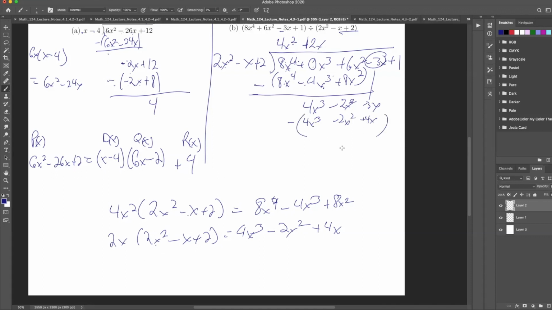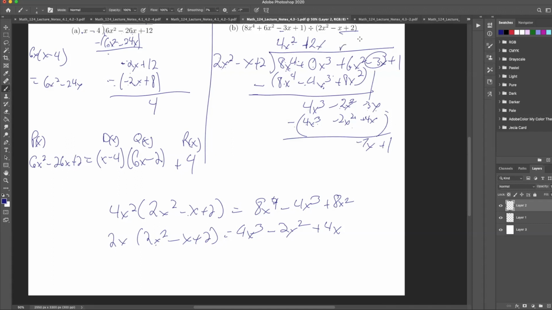All right, so here, the minus 4x squared minus 4x is 0, right? Then minus 2x squared plus a 2x squared is, again, 0. The minus 3x minus 4x will give us minus 7x. And then we just pull down the 1. And notice here that this degree is less than this degree, so we're done.